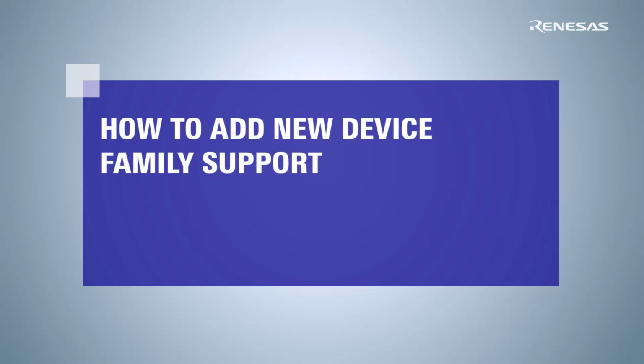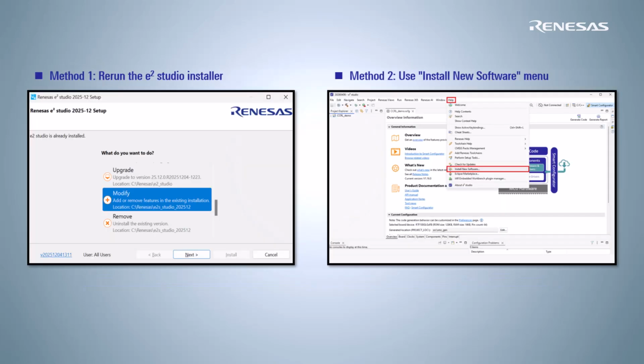This video demonstrates how to add a new device family to your existing eSquare Studio installation. You can either run the eSquare Studio installer again or select Install New Software from the menu. Running the installer again is recommended.